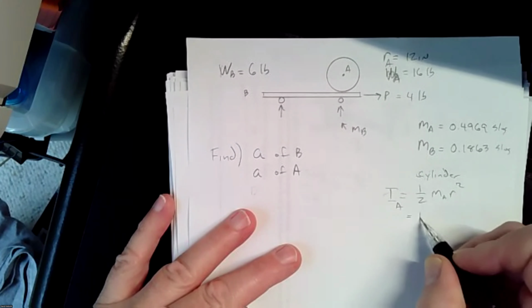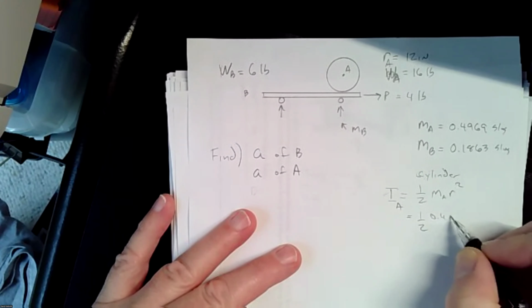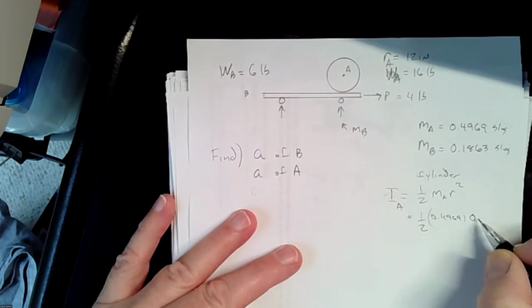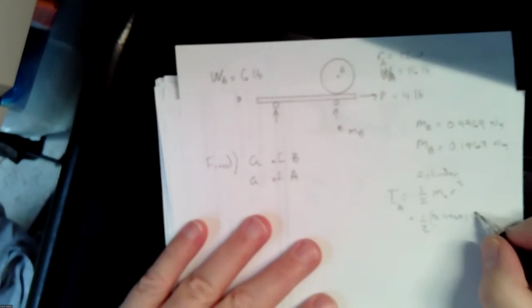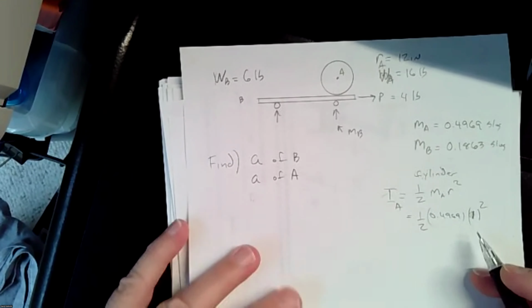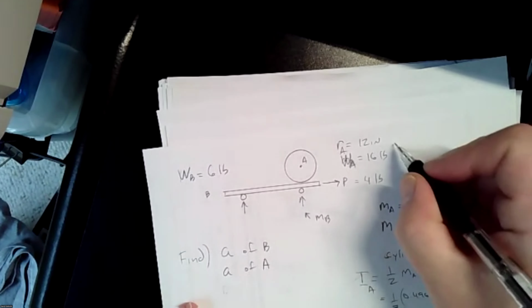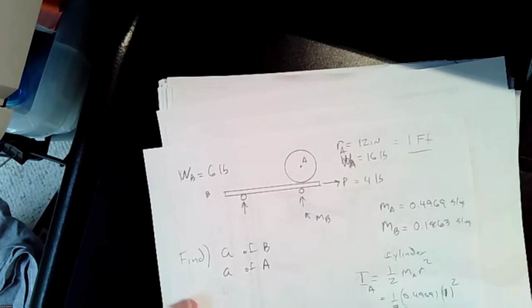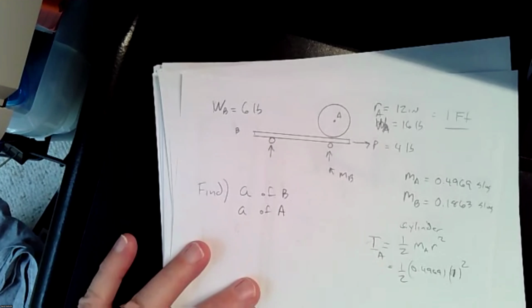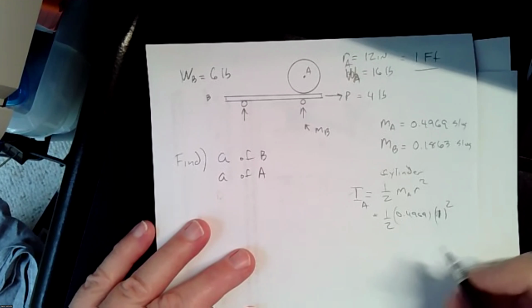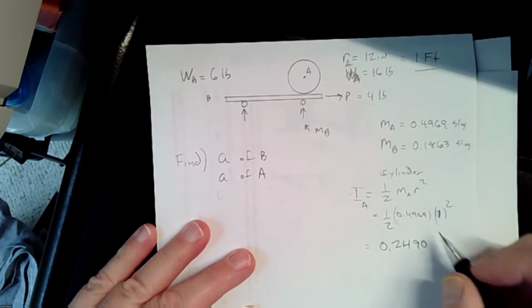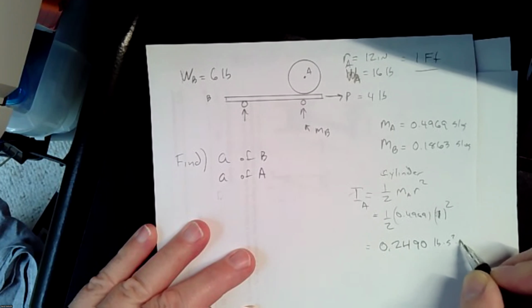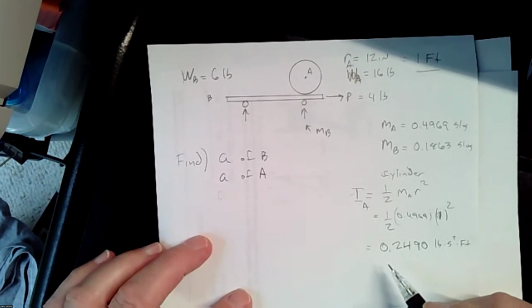So for a cylinder, 1/2 m_A r squared equals 1/2 times 0.4969 times 1 squared. And why 1? Because the radius is 12 inches, and everything has to be in feet. Sometimes I find myself remembering and going back to that. So we end up with this equal to 0.2490 pound second squared foot. Make sure you write this down since this paper's going to disappear.